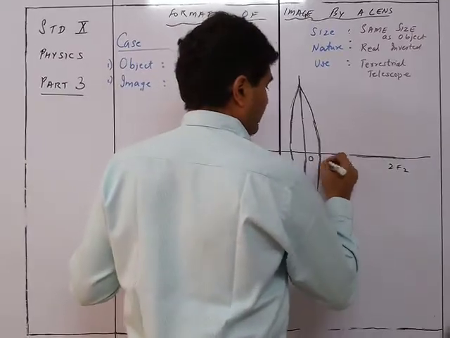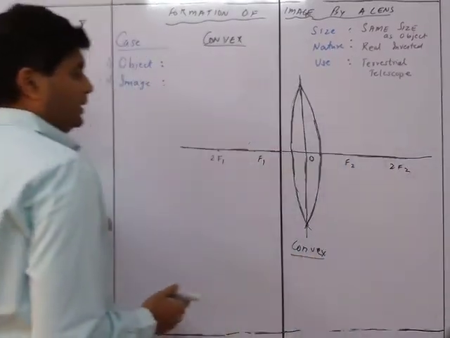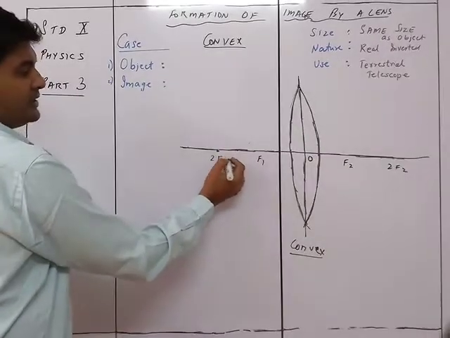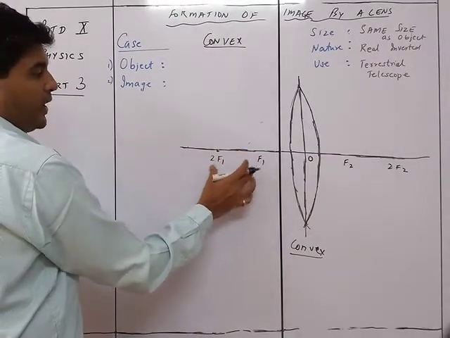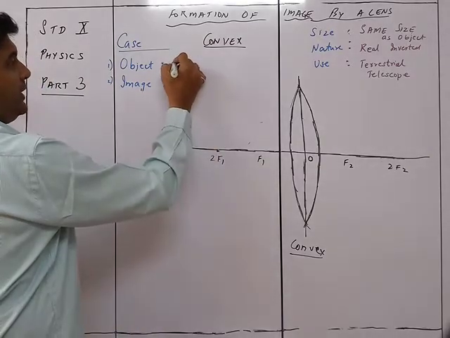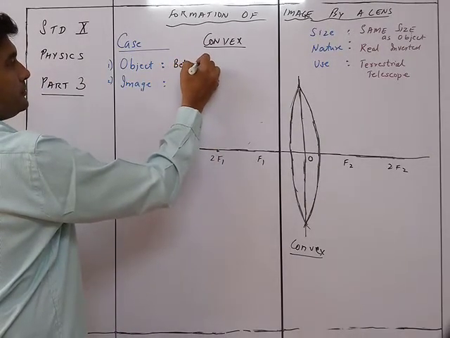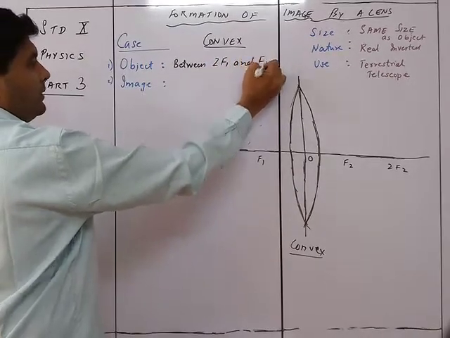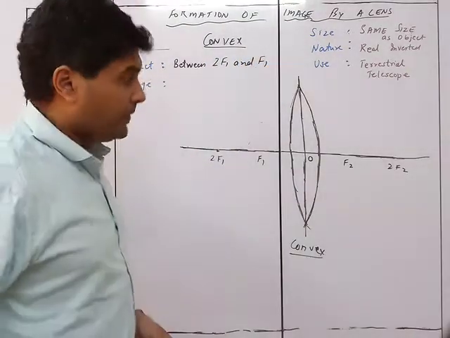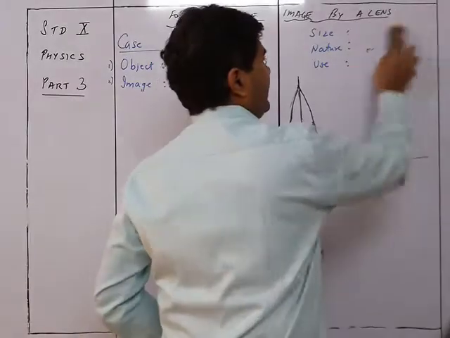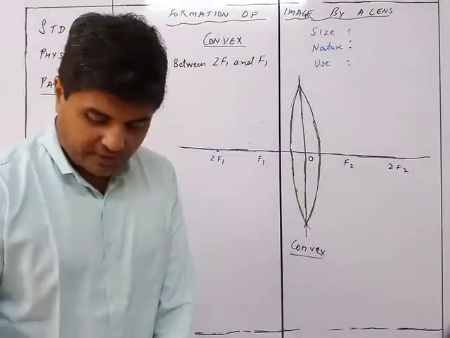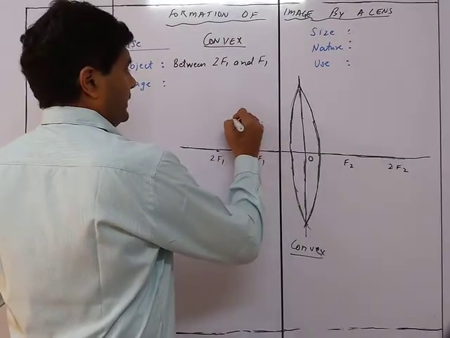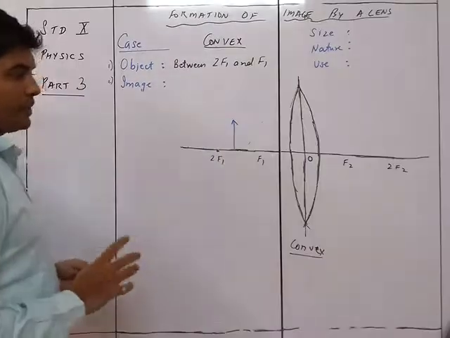Right, so you have this particular figure. Now we had reached this point. Now we are going to go further. That is, we are going to have the object between 2F1 and F1. So the object is now going to be between 2F1 and F1. Okay. So let's take the object. The object is placed like this over here, in between these two.